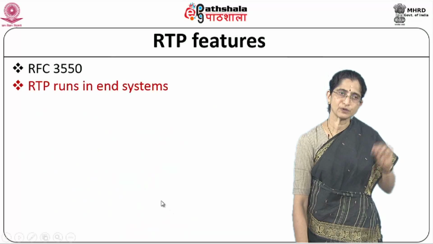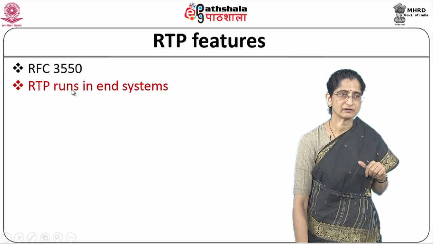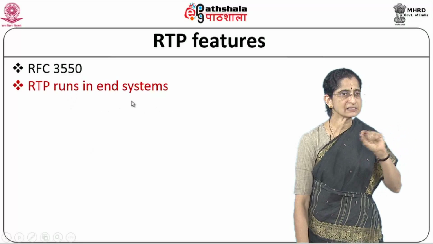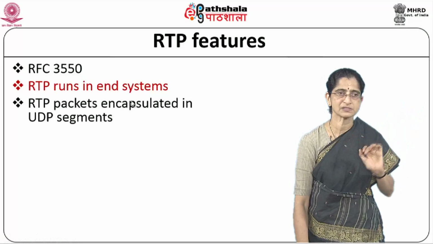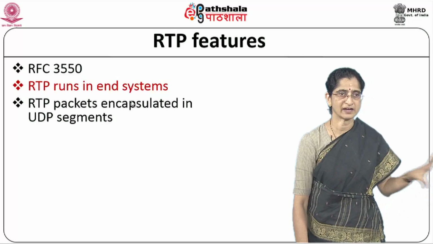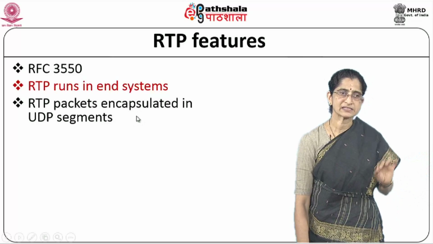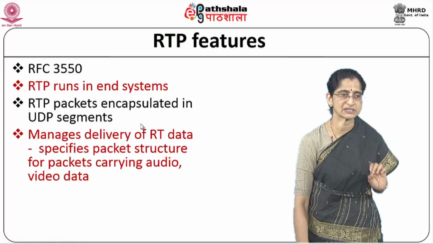Okay. So, if you look at the features of the RTP protocol, you will see that it is specified initially in RFC 3550. So, as I said, RTP runs on an end system. If you have the end-to-end principle, it runs on the end systems. So, no RTP running anywhere in the network, meaning at the routers or whatever. Okay. And RTP packets are encapsulated in UDP segments. That is another decision that is taken.